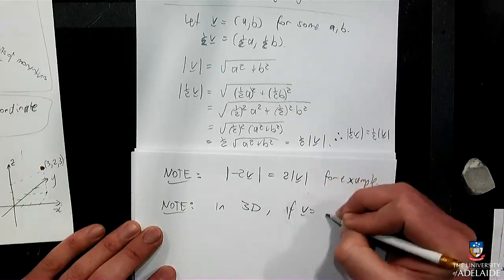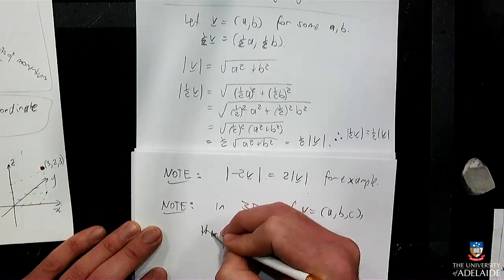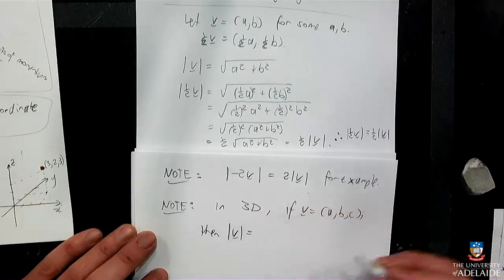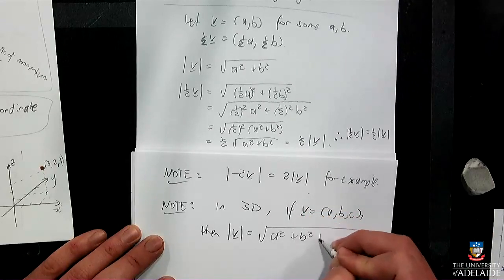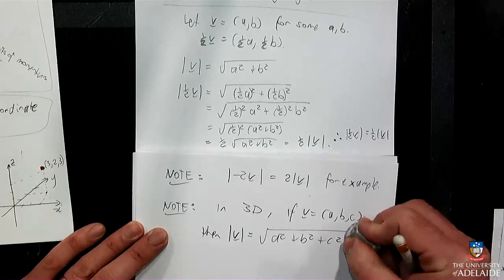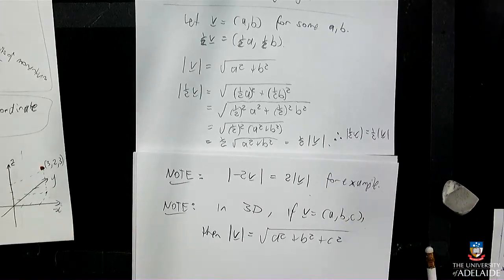In 3D, if V is equal to, and it has 3 coordinates, then the length of V is the square root of A squared plus B squared plus C squared. So you just whack another plus something squared under there and it'll work out to the right answer. And in 4 dimensions, it'll be A squared plus B squared plus C squared plus D squared. What does it mean for a vector to be in 4 dimensions? Well, that's a whole other story, and I'm not going to discuss that today.